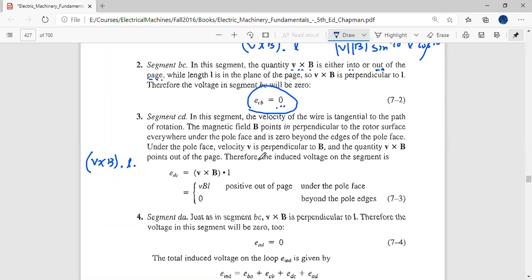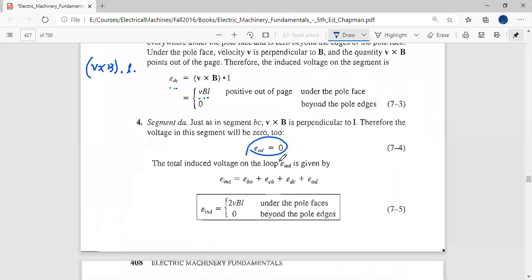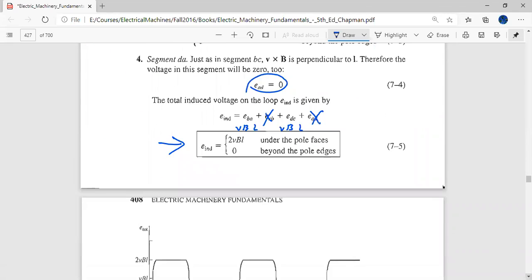When you look at the side DC, it will again be equal to VBL, just like the segment AB. And the last segment DA will also have an induced voltage of 0, just like before. So when you sum the EMFs across the four sides of the coil, two sides were 0 and these two sides were equal to VBL. So the net voltage will be 2 VBL. This is the induced voltage generated over one single loop of wire when it is rotated through the curved pole pieces.